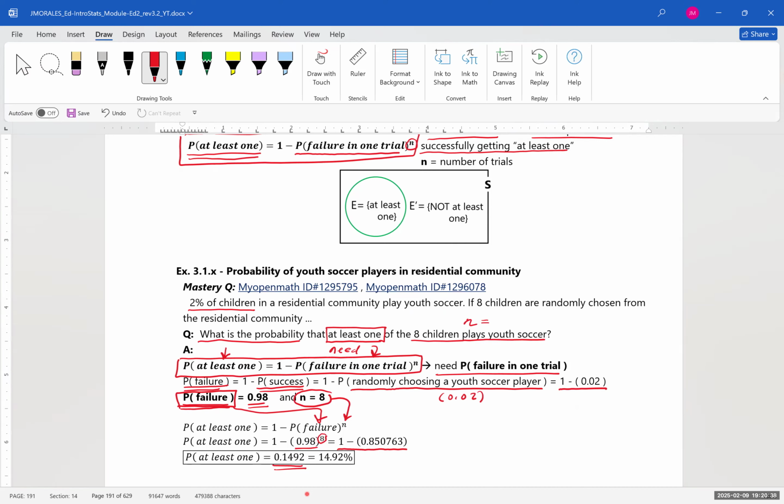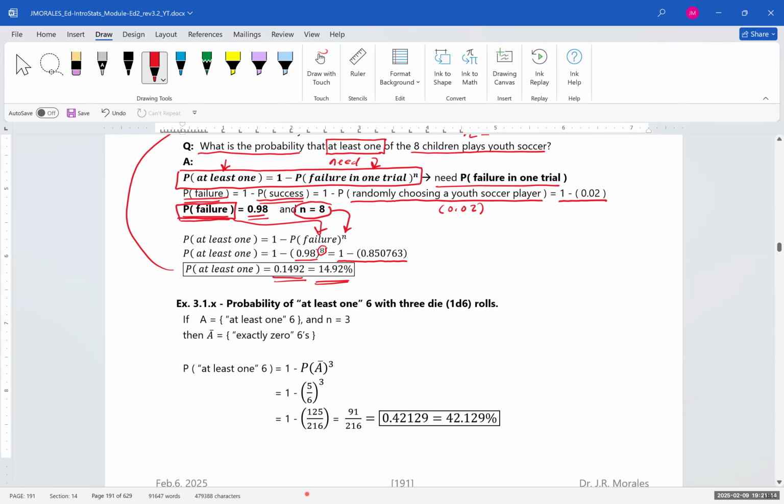So if we were to choose just one child from the community, we would have a 2% chance of that child being a soccer player. But we could increase our chances of choosing one child that played soccer if we chose more than one. If we had chosen randomly 8 children from this community, there's almost a 15% chance that at least one of those 8 will be a soccer player. And that's better than 2%. All right, let's look at the next example.